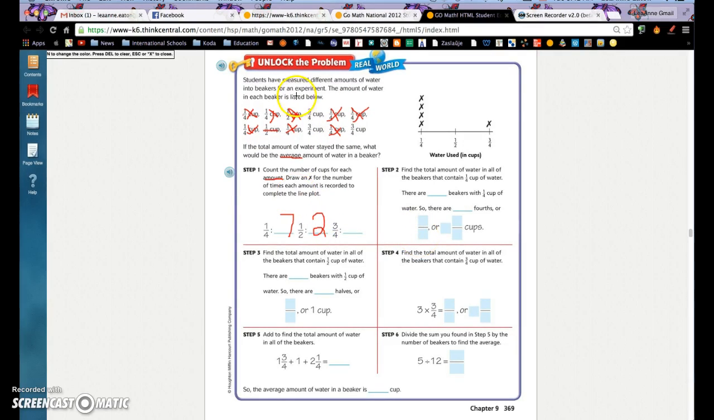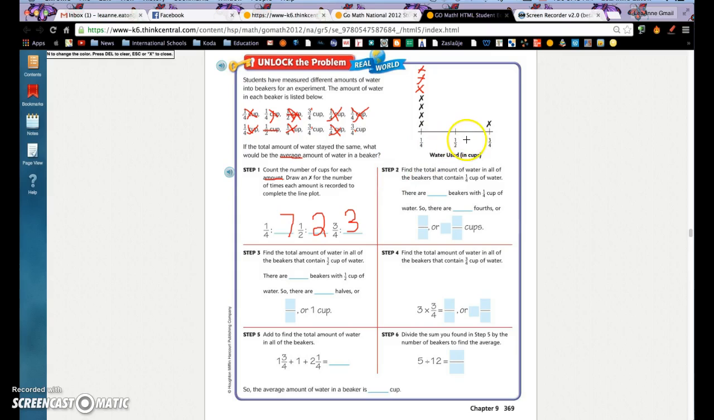Then how many 3/4 do I have? Well, I can see quite easily 1, 2, 3. So I can write 3 here. All right. So now we're going to draw an X for the number of times. So we need 7 X's above 1/4. We already have 1, 2, 3, 4. So we just have to add 5, 6, 7.